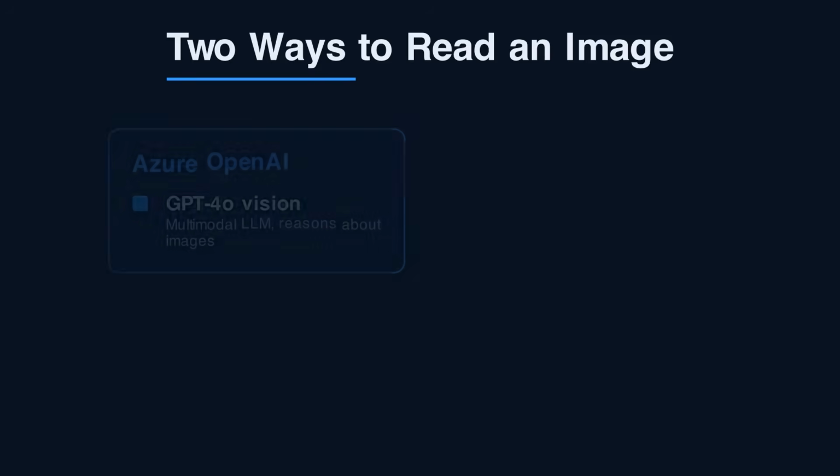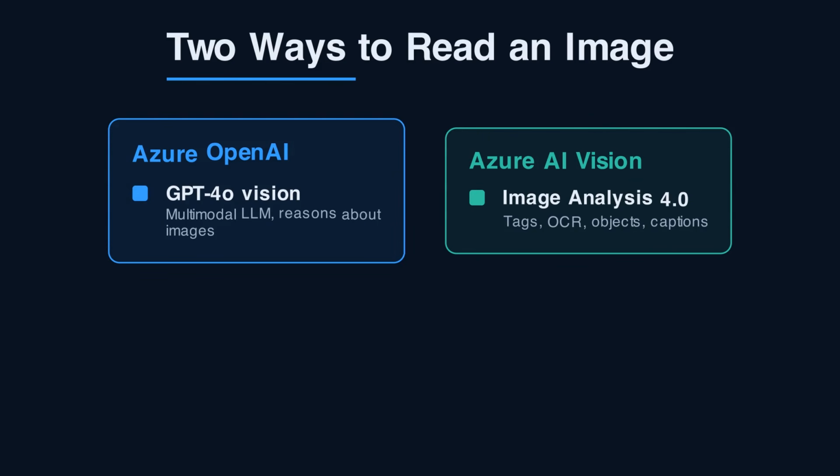You need to analyze images in your Azure application, and you have two very different tools that both claim to do it. On one side, GPT-4o Vision through Azure OpenAI, a multimodal large language model that reads images alongside text. On the other, Azure AI Vision, the purpose-built computer vision service.